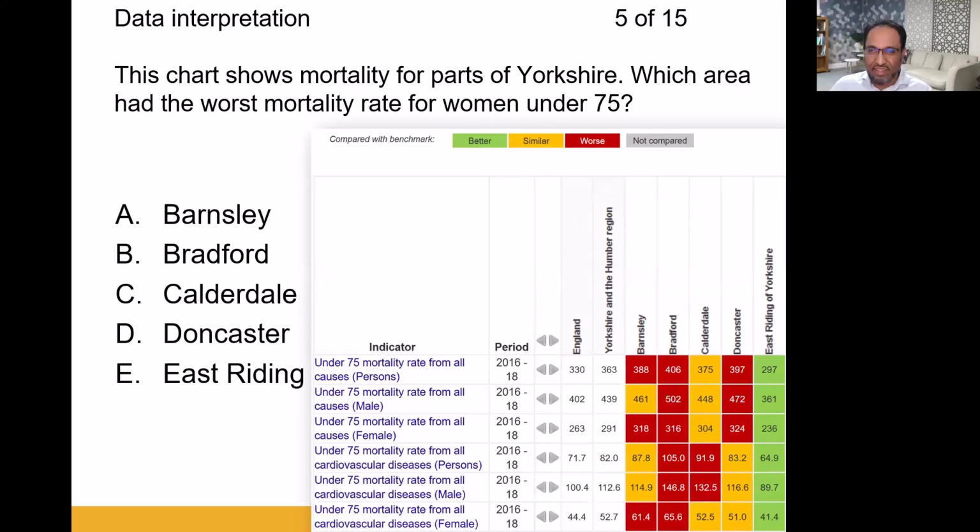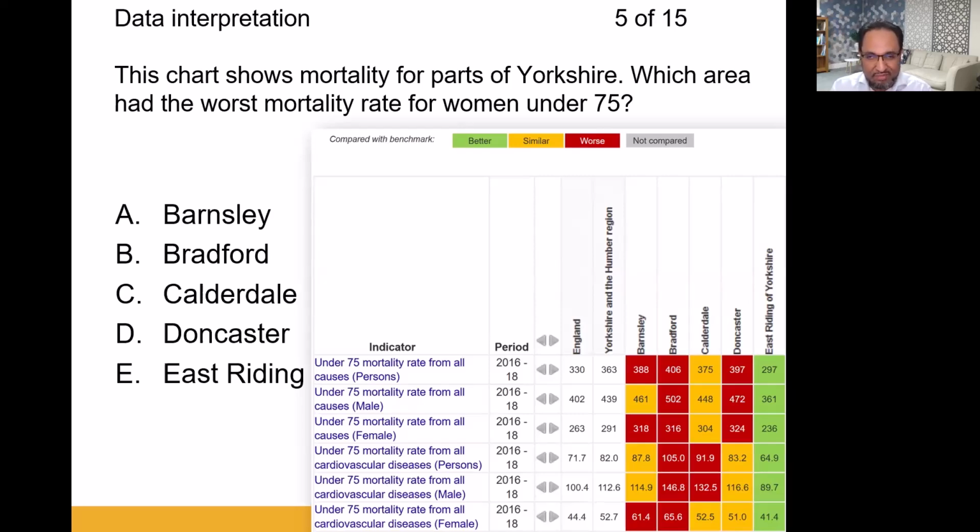Right. So again, very happy to see most people got this one right. The three popular answers: Barnsley, Bradford, and then Doncaster. The question asks for the area that had the worst mortality rate for women under 75. You can see that we've got England as a comparator, Yorkshire and Humber, the region, as a comparator, and we've got different parts of Yorkshire and the Humber listed here. And then if you look here, this is a good example of the new style data interpretation questions, which are increasingly more common in the exam now.